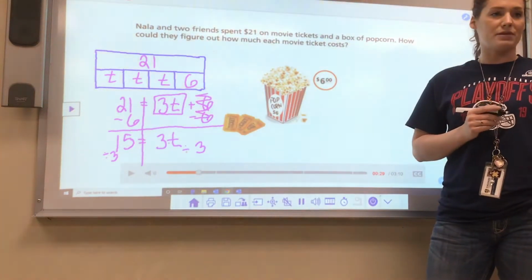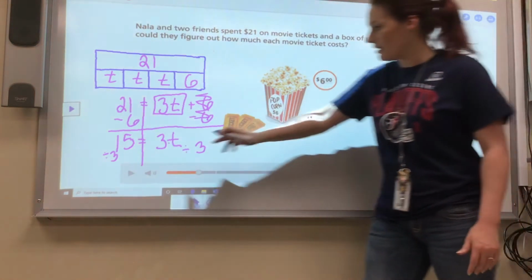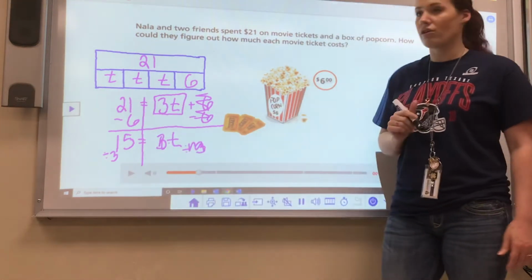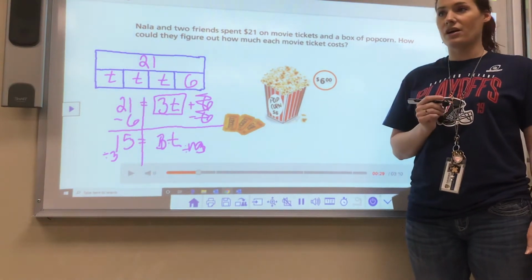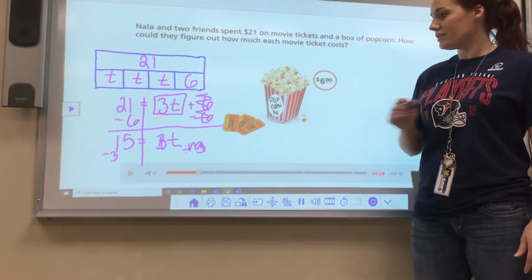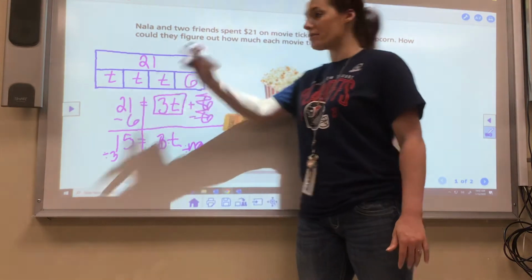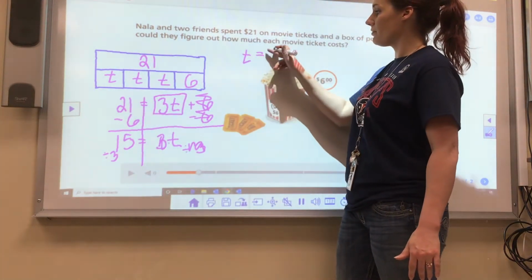I'm kind of running out of room, sorry. Divide by 3. These are inverses, so they cancel. How much do the tickets cost, Evelyn? T equals 5. 15 divided by 3 is 5.